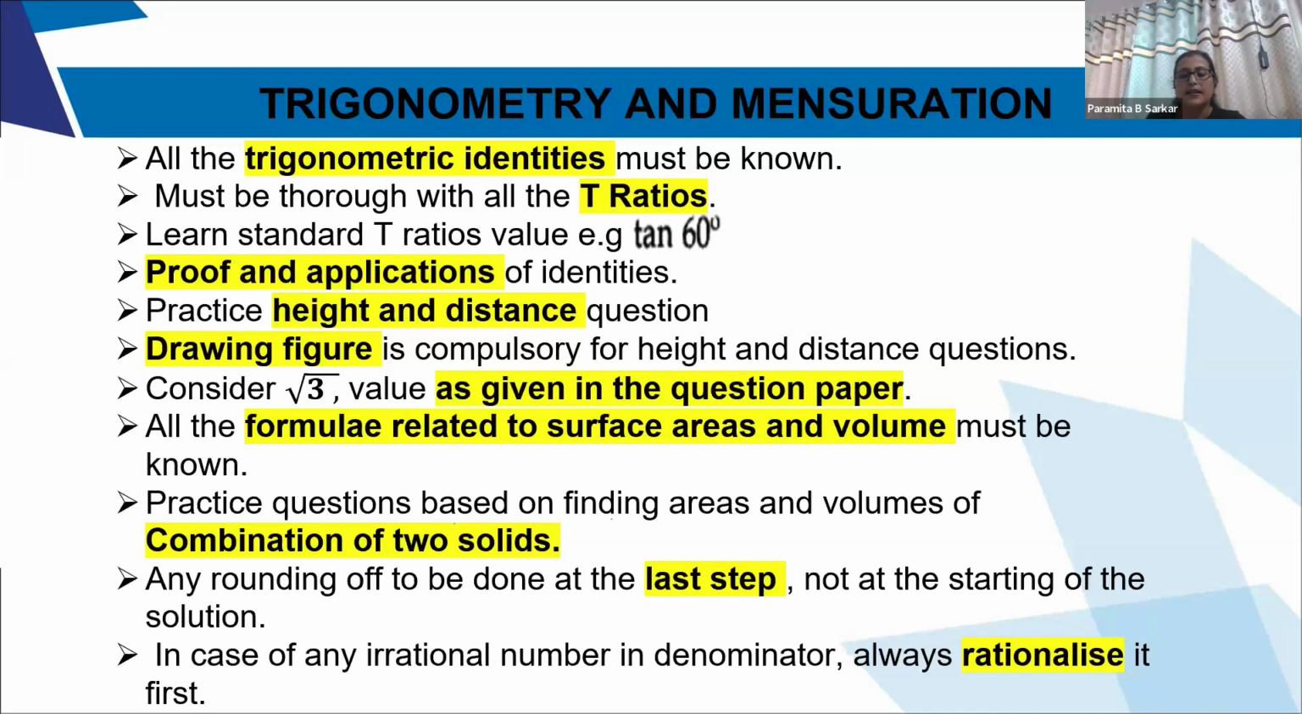For heights and distances, every year a 5 marks question is there. Multiple times we have seen a 5 marks question given from this chapter in the question paper. So this year also you can expect the same, and definitely it will be there. Drawing a figure is compulsory for heights and distances questions. 1 mark for a correct drawing will be awarded. Suppose you have drawn correctly but made some mistakes in the calculation, at minimum 1 mark will be given for the correct drawing.